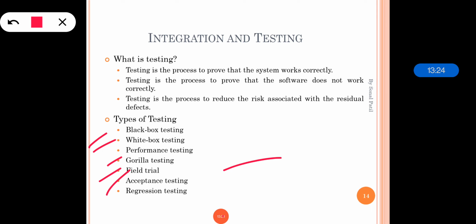get the proper output. In the field trial, whatever system we have developed is tested not only in the laboratory but in the actual field conditions. Acceptance testing: finally, when you are satisfied that the system is working as per the requirements of the client, we can offer it to the client. The client will conduct the testing using the black box approach. If all the things are satisfactory, then they will give us the NOC, and that is acceptance testing.